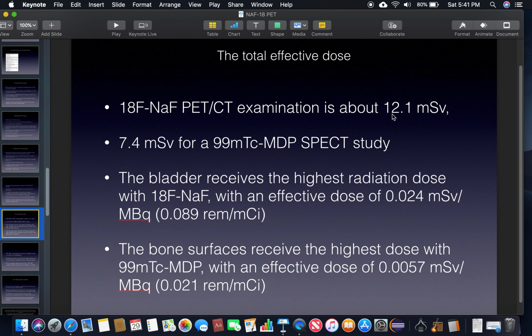To give you the type of effective radiation dose, it is about 12.1 millisieverts, whereas it is 7.4 for MDP. Remember that there is a component of CT that is also adding to the radiation here. Bladder receives the maximum radiation, whereas bone surface receives maximum radiation with MDP.